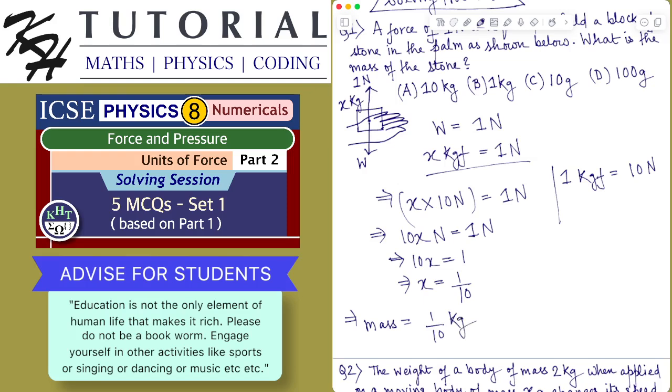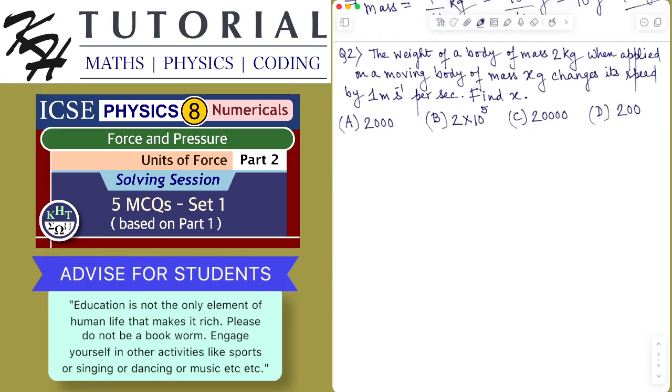Now 1 by 10 kilogram is not there in any of the choices. So let's see, if I convert this to gram, I have 1 kilogram is 10 to the power 3 gram. So this is 10 to the power 3 divided by 10 gram. This is 10 square gram, and this equals 100 gram. So the correct choice is D. D is the correct choice. Let's see the next problem.